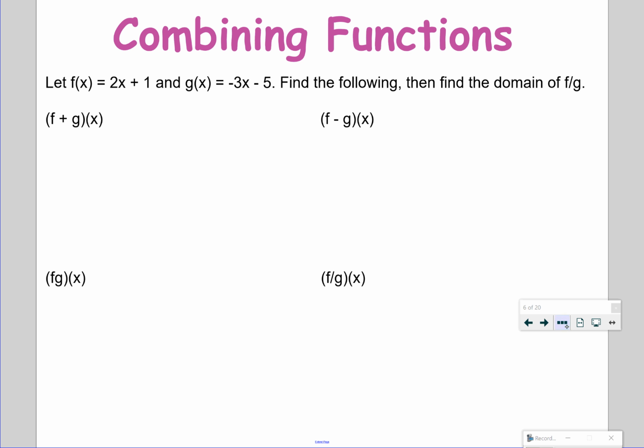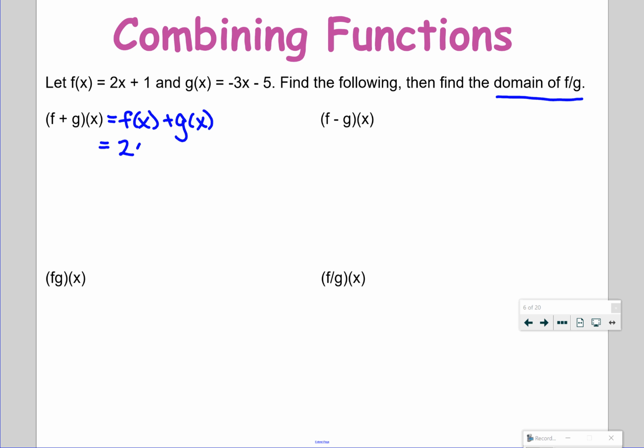Okay, so now let's look at some problems where we're actually combining functions together to get a new function. So we're going to find 4 different things here, the sum, the difference, the product, and the quotient, and then we're also going to find the domain of the quotient at the end. So again, f plus g of x means f of x plus g of x. We're just adding the functions together.